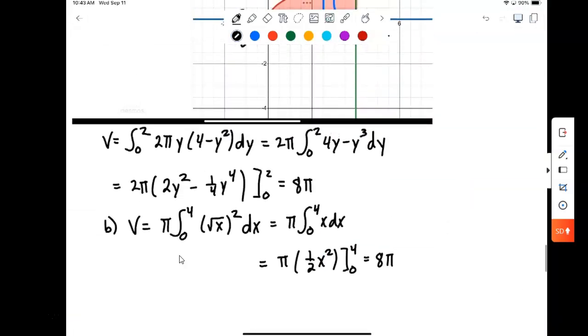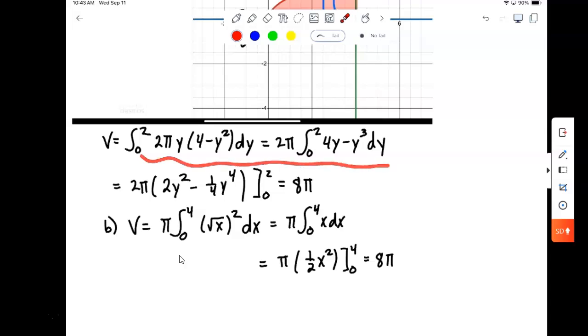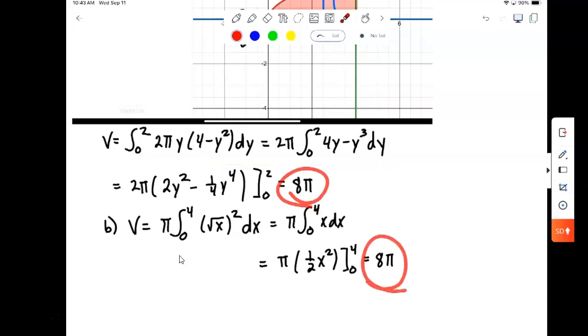Now, in this particular problem, the washer method probably was a slightly easier integral, but really either one of these is probably fine for this particular problem. Neither one's super complicated, but the important thing is to see that both ways we do get the same volume.